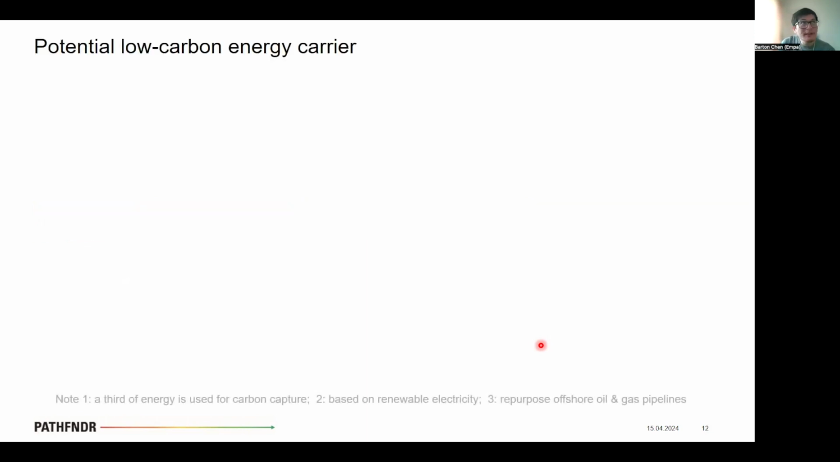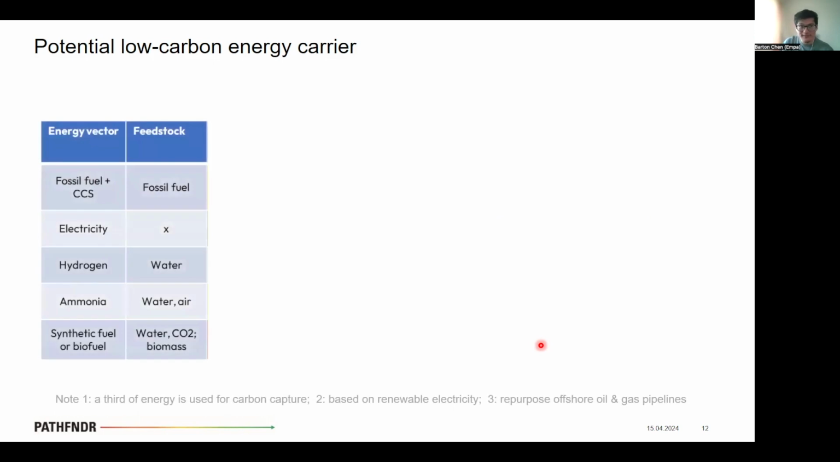So now I would like to introduce several selected potential low carbon energy carriers that can be used in the future energy system. At least roughly 5 of them. The first one you probably know is fossil fuel plus carbon capture and storage. That can help us to reduce the carbon emission.